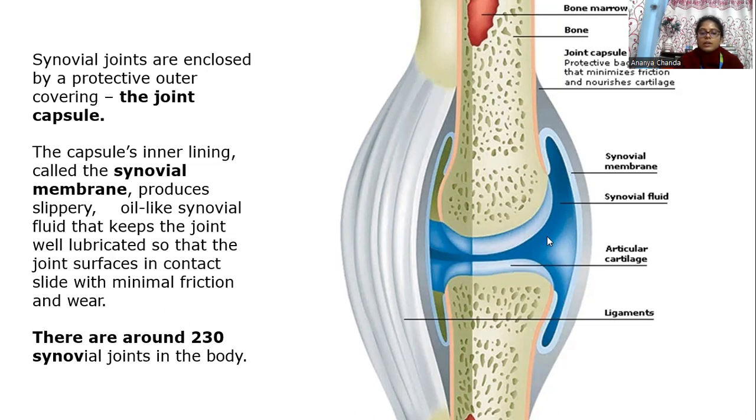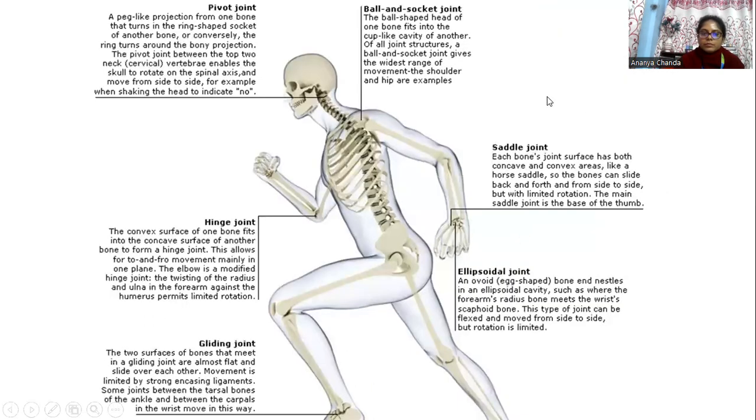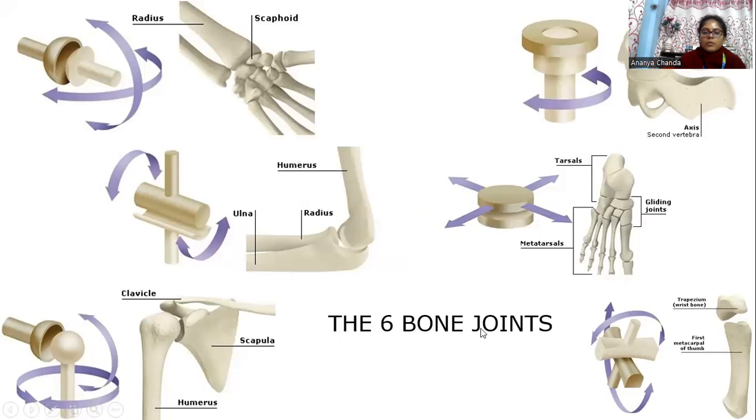There are around 230 synovial joints in the body. Then comes the pivot joint, hinge joint, gliding joint, ellipsoidal joint, saddle joint, and the ball and socket joint. The bones I have mentioned: radius, ulna, clavicle, scapula, tarsals, metatarsals. These all have a particular movement of joint.